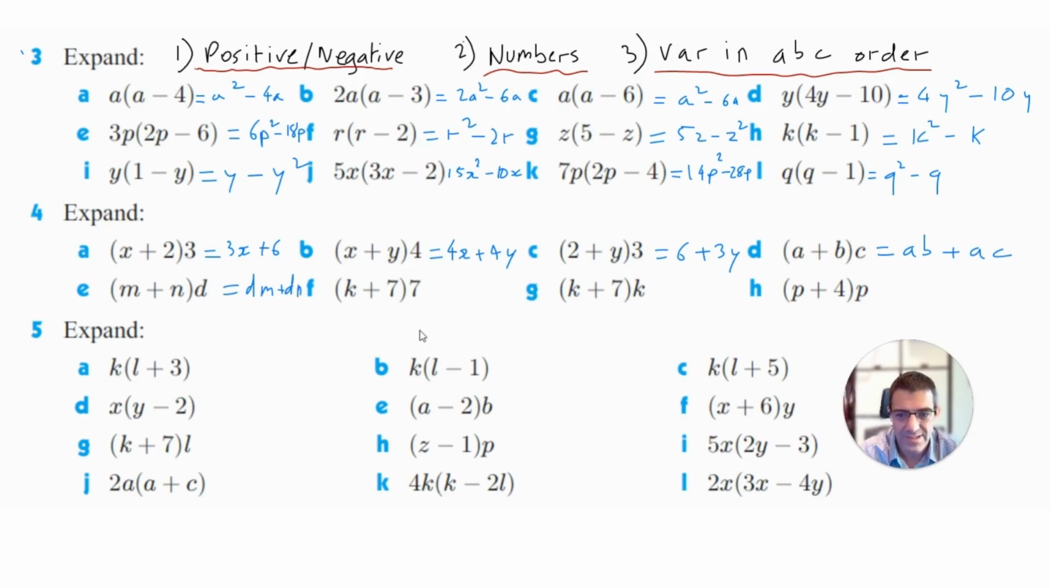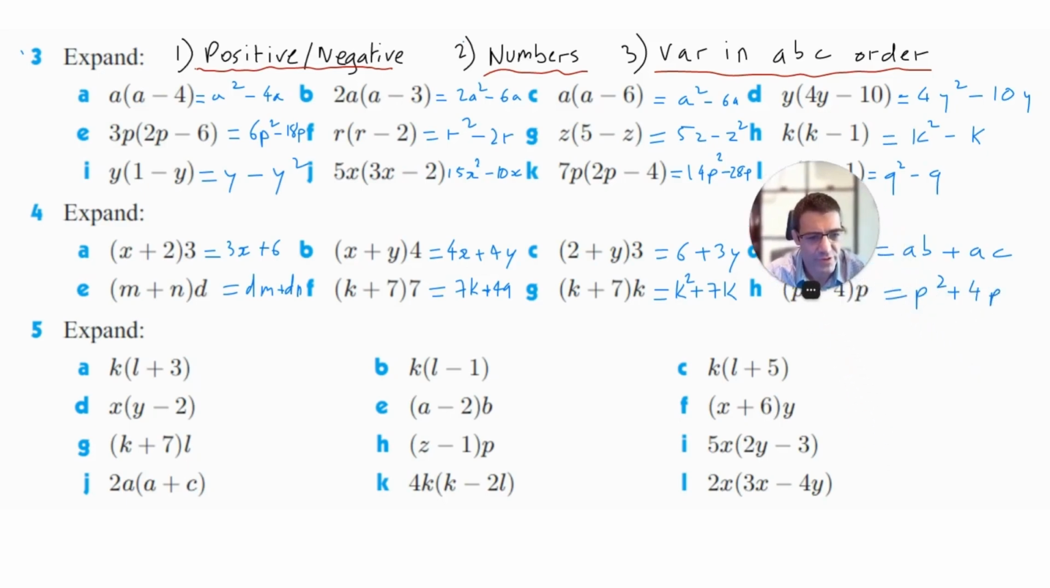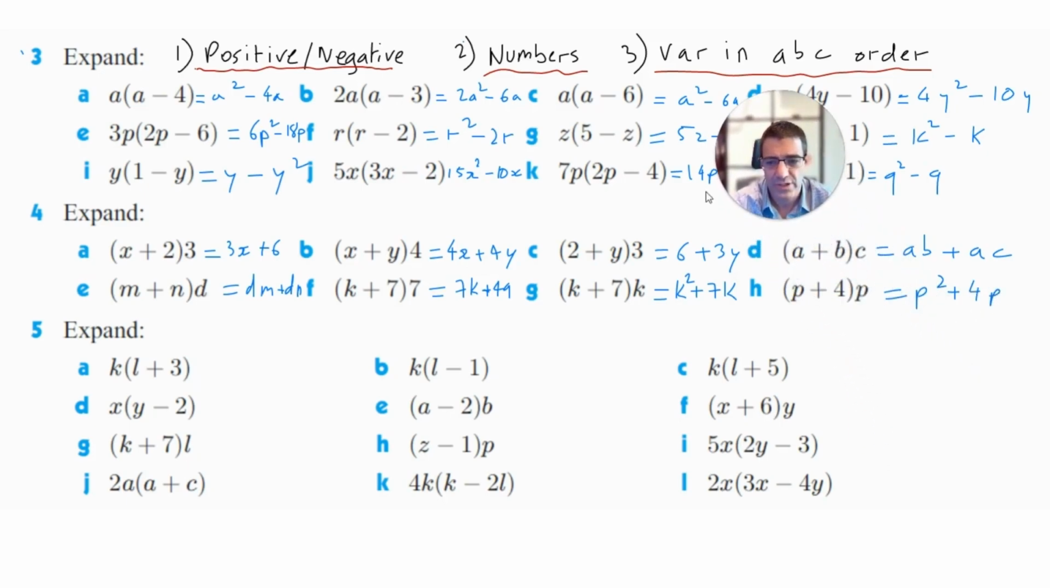Okay. This is an N. And then here I'll have 7k plus 49. So that's nice. And then here I'll have k squared plus 7k. For the next question, I'm going to get p times p, which is p squared, and then 4 times p, which is, so positive 4 p's. Okay, I'm feeling pretty good about all this. Hopefully you guys are too.